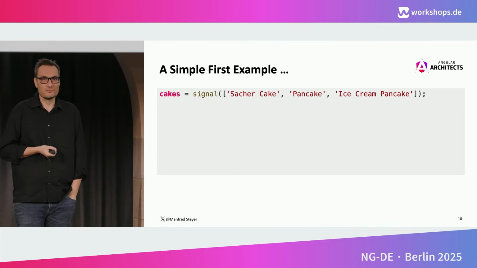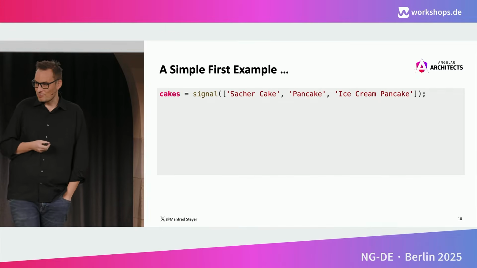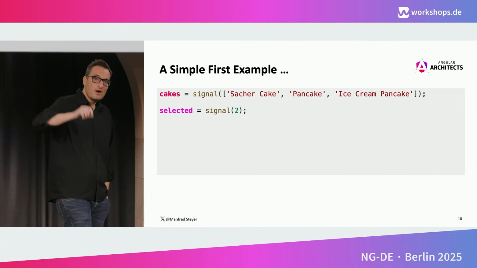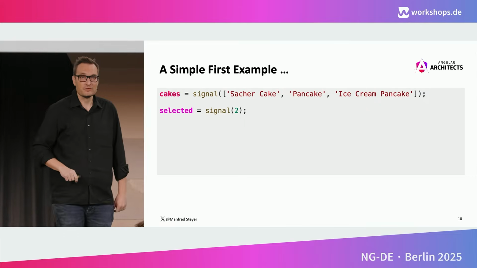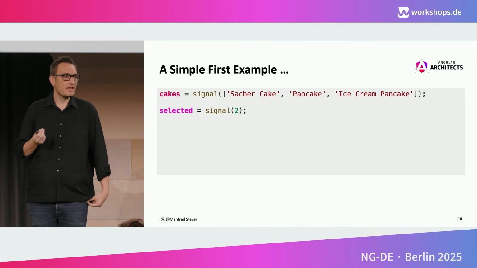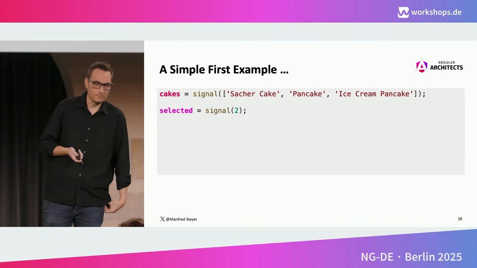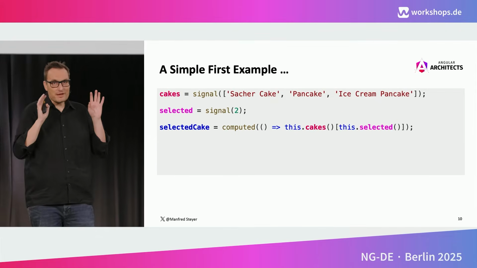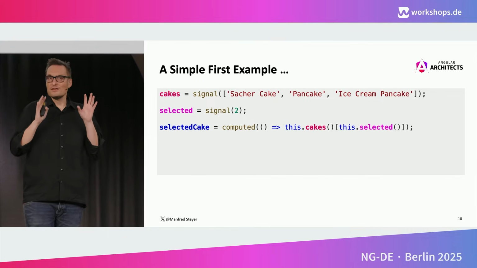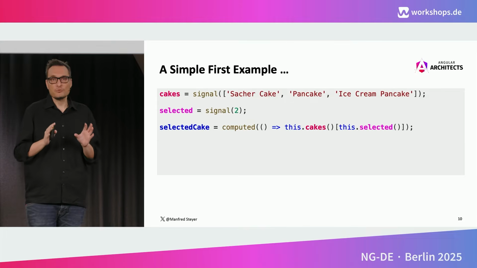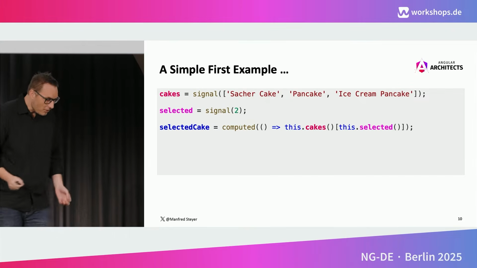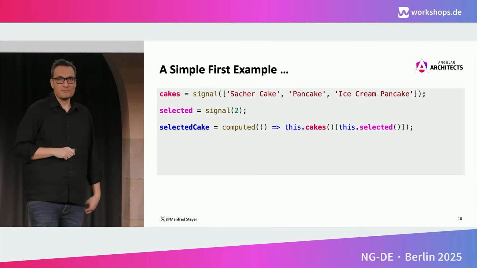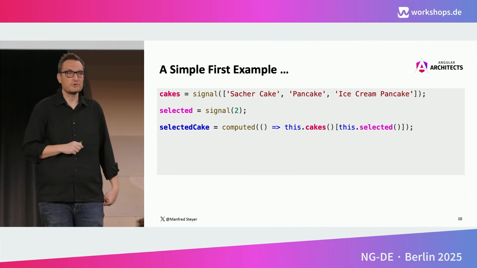It's about cakes. Here I have a signal with an array of cake. And I have also here my selected signal pointing to one of my cakes. Here it's pointing to the cakes at index position 2. Then I have a computed signal. The good thing about computed signals is they automatically stay up to date. If one of the ingoing signals is changing, this computed signal will be automatically recomputed.